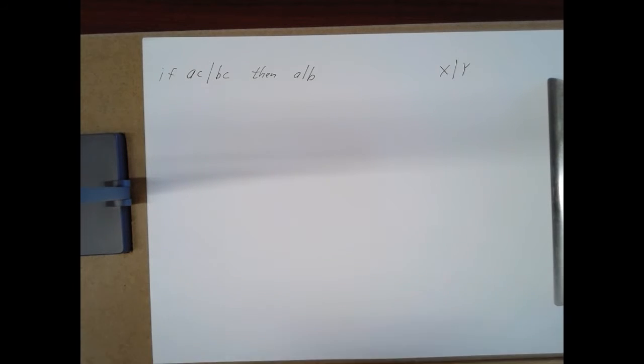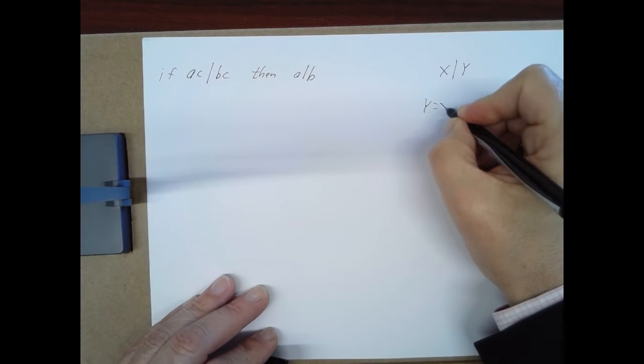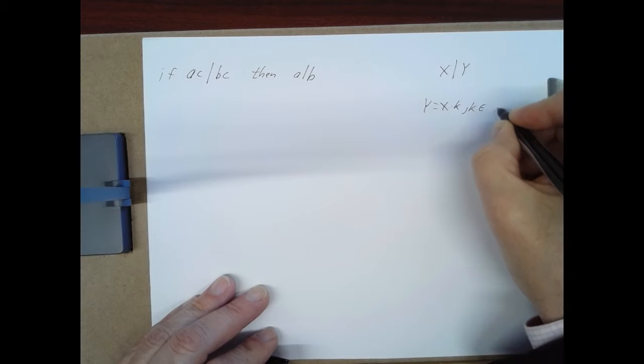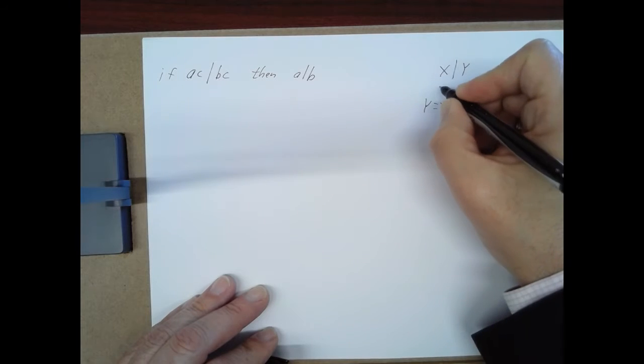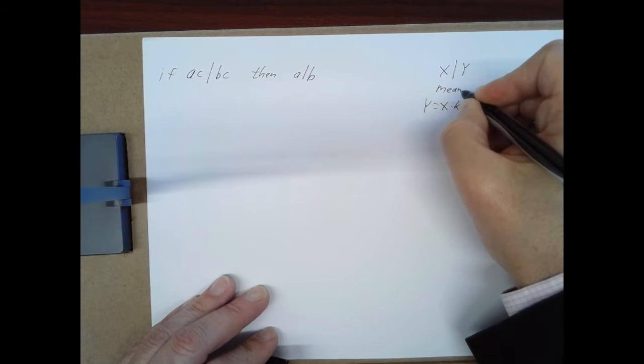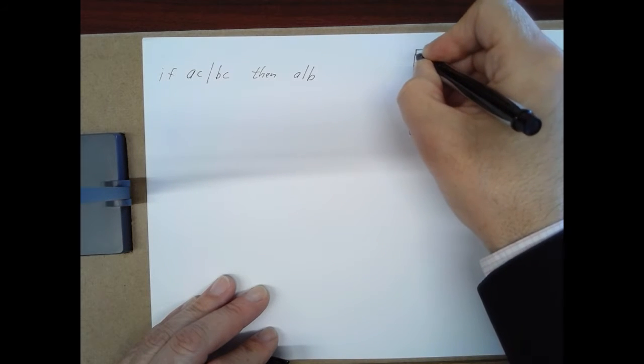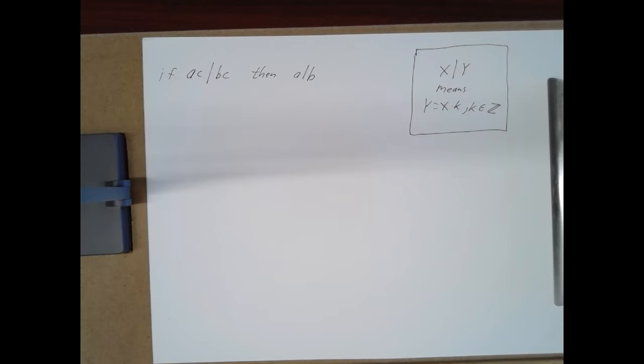Y equals X times K. And what is K? K is an integer. So that's our one and only true definition of divisibility. When we say X divides Y, that means Y can be written as X times some K, where K is an integer. Okay, and from that definition, we can try to do other things like this question.